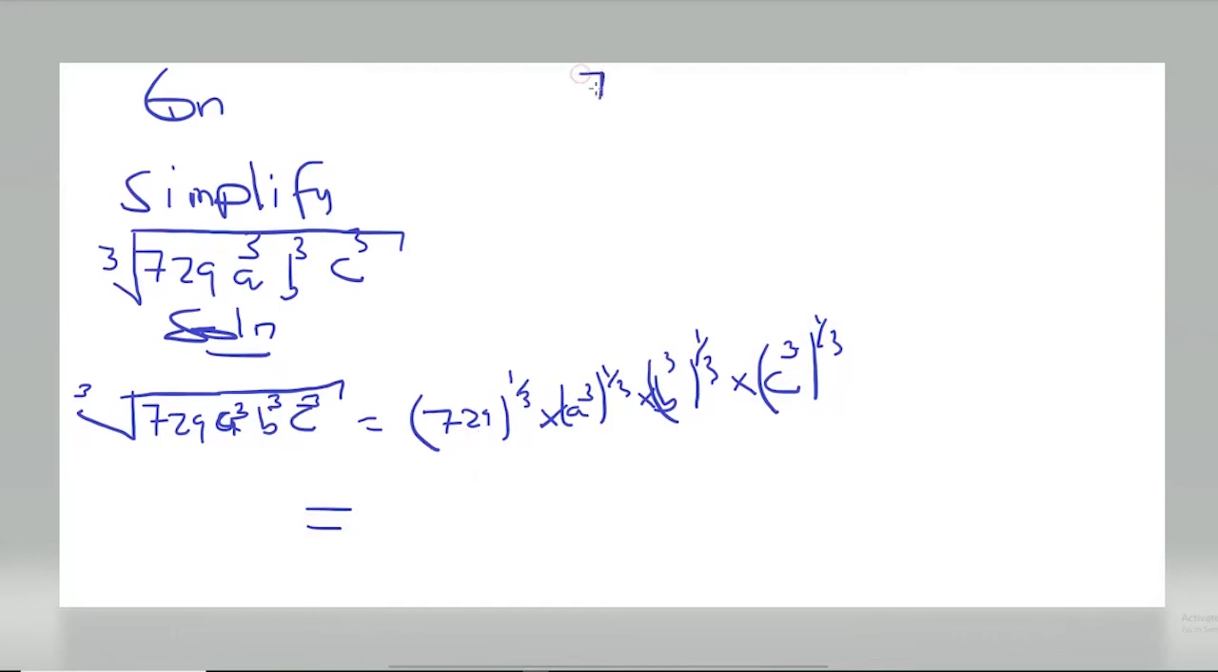Now let's find the factors of 729. Let's try dividing by 2. No, 2 is not possible.